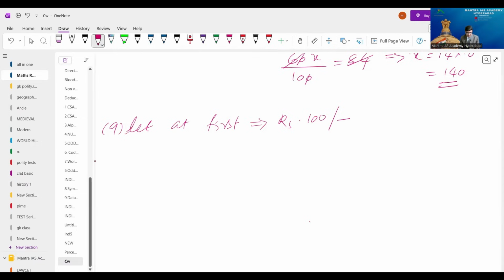Because the problem is percentage, I have taken 100 rupees. In this 100 rupees, what is the first expenditure, please? He spent 12% in the first case. 12% of money means out of 100, 12 rupees.